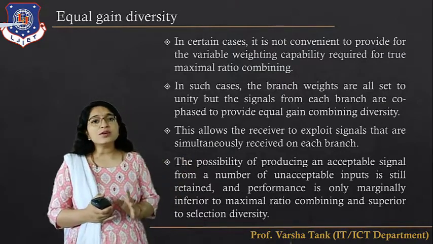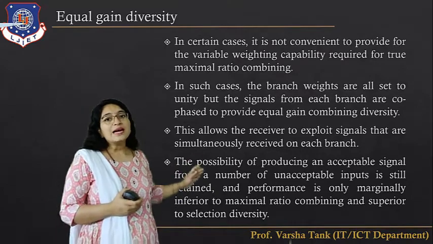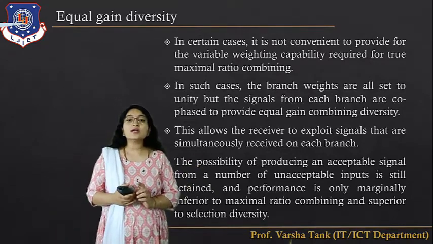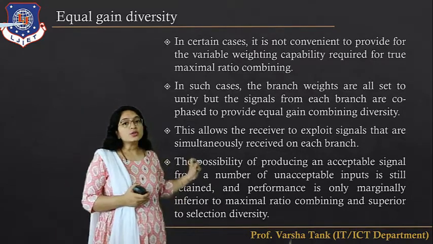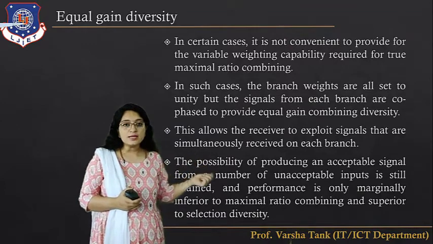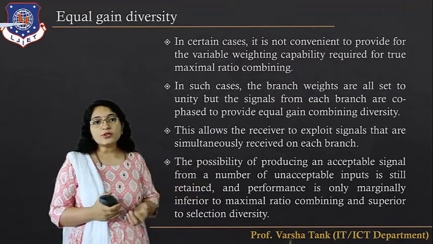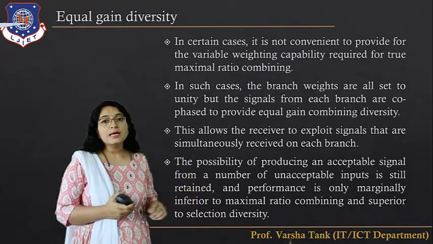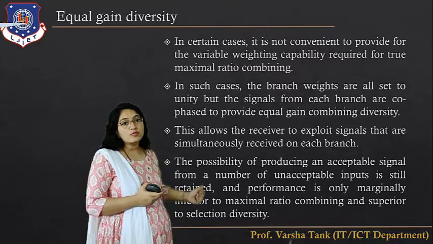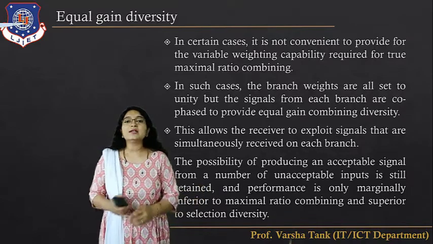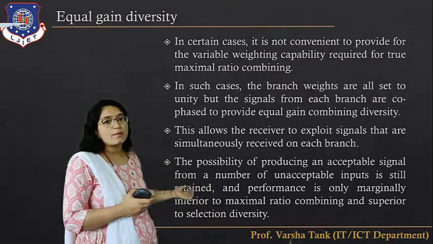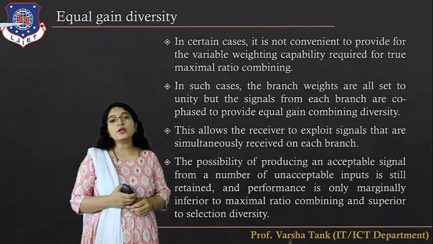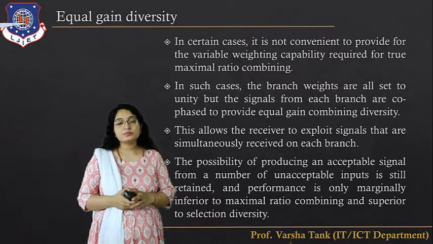This allows the receiver to exploit the signals that are simultaneously received on each branch, received by the receiver at each branch. Now the possibility of producing an acceptable signal from a number of unacceptable inputs is still present, and the performance is only marginally inferior to maximal ratio combining and superior to selection diversity.